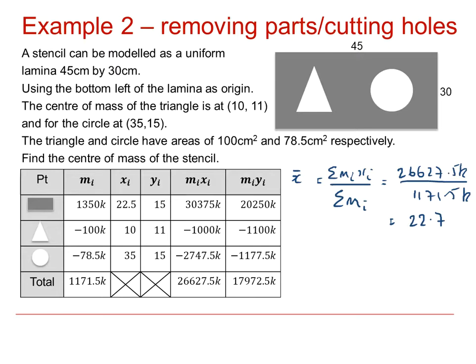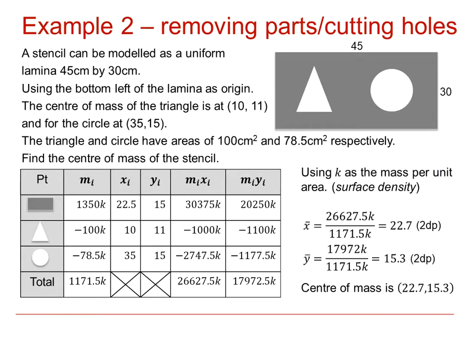And if I just jump forward now to the next slide, you'll see that Y bar worked out in exactly the same way, taking sigma MiYi on the top line, divided by the sum of the masses, gives a value of Y bar of 15.3. Again, just worth checking roughly where that is. 22.7 is around about halfway along the one side, and 15.3. So it's very close to the center, which is again not surprising if you think about the positions of the holes that have been cut out.